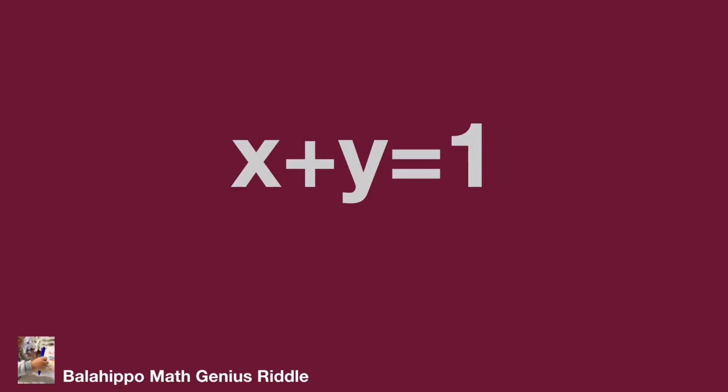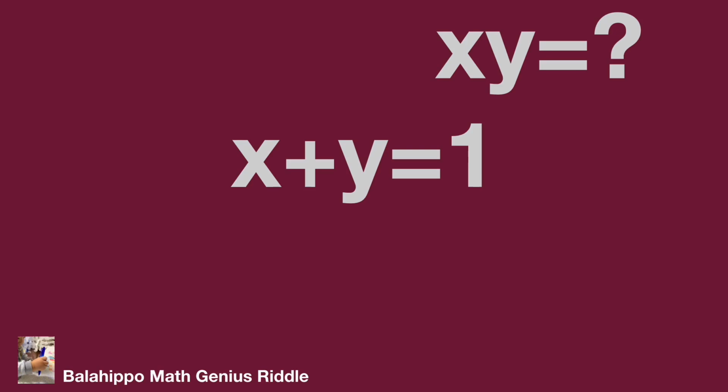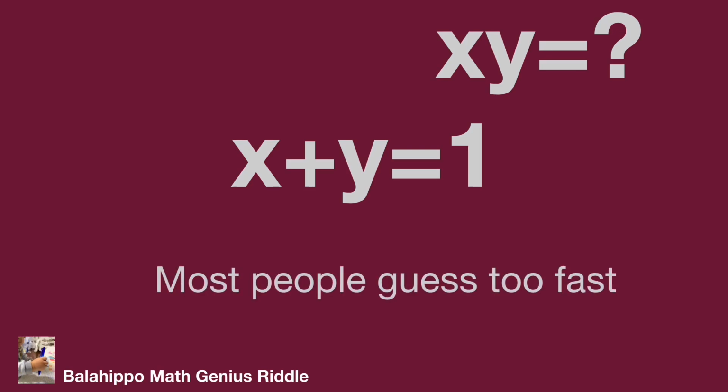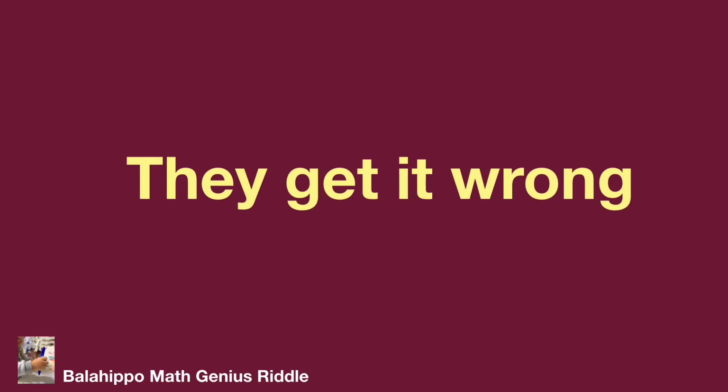Given that x plus y equals 1, what's the largest possible value of x times y? Most people answer too quickly, and that's exactly why they get it wrong. Let's slow down and find the true maximum.